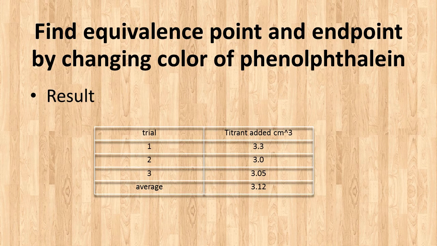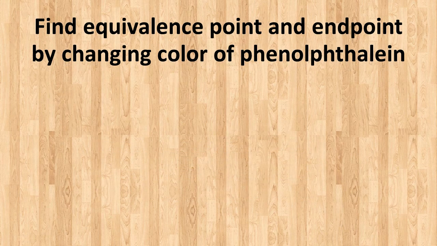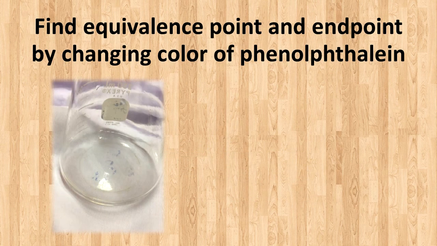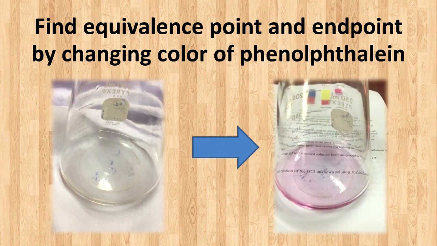Result: for the first trial, we use 3.3 ml of sodium hydroxide to titrate with hydrochloric solution. For the second trial, we use 3.0 ml of sodium hydroxide. For the third trial, we use 3.05 ml of sodium hydroxide. The average volume of sodium hydroxide needed to titrate with the unknown is 3.12 ml. When the sample titrates with the unknown completely, the color of the solution will change to pale pink like in this picture.